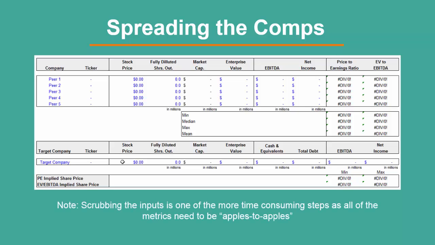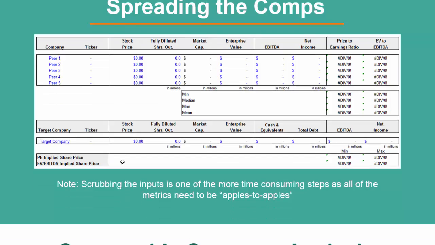I just want to note that scrubbing the inputs is one of the more time-consuming steps, because all the metrics need to be apples to apples, like I was saying. If peer number 1's EBITDA is measured differently than peer number 4's EBITDA, you obviously have to spend some time making that adjustment.